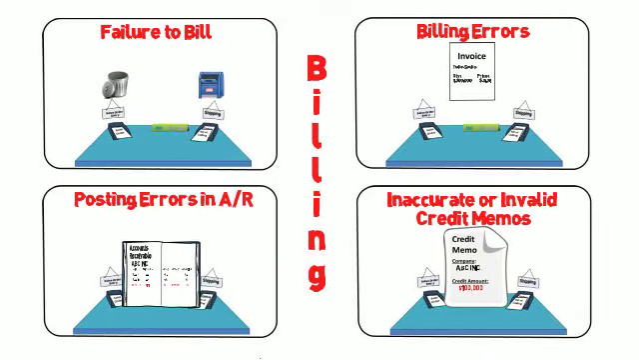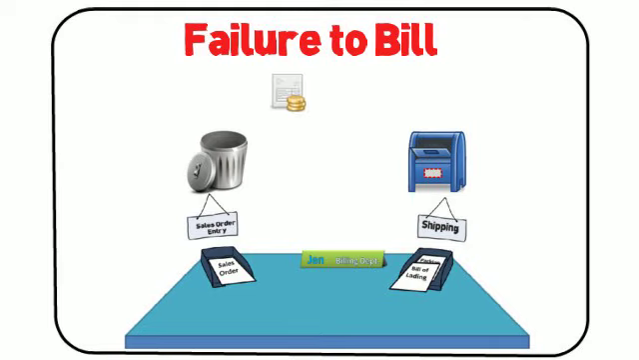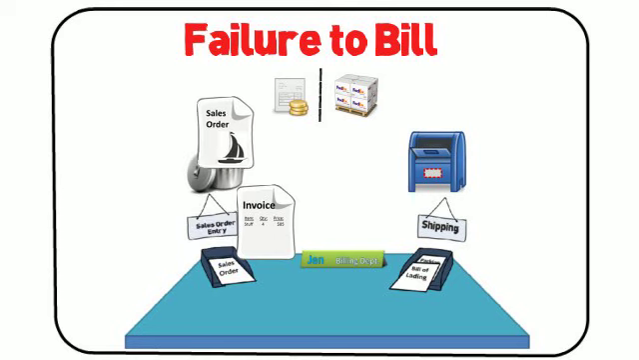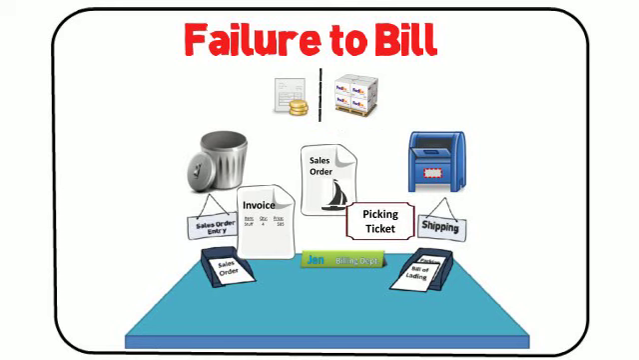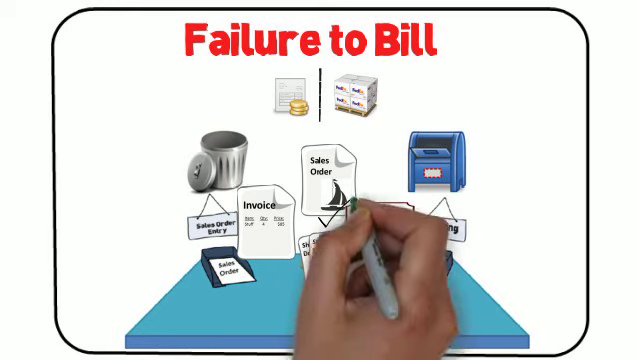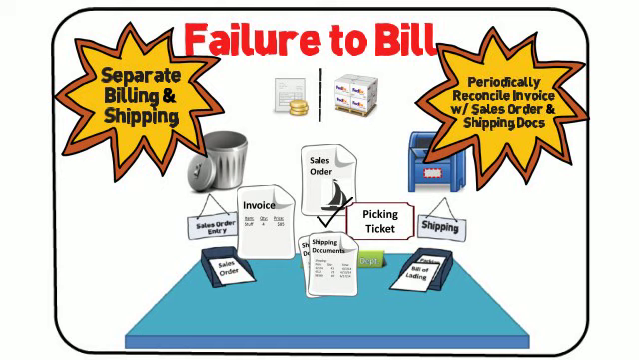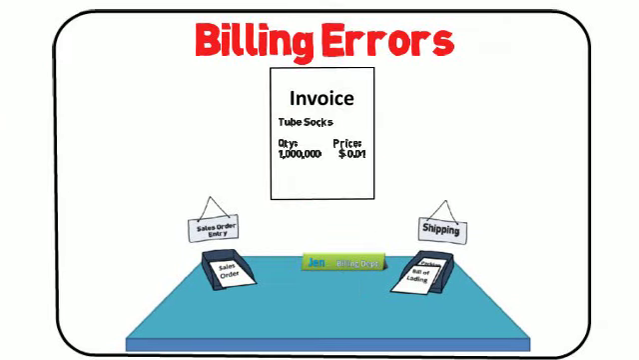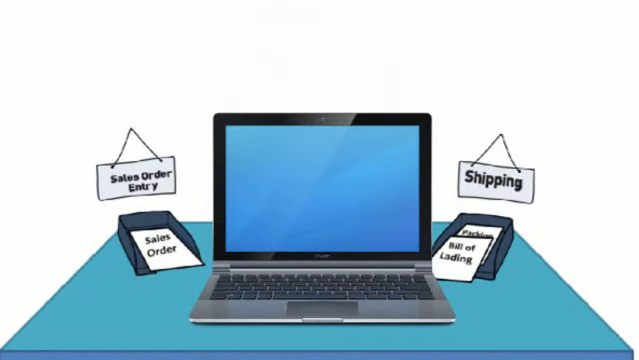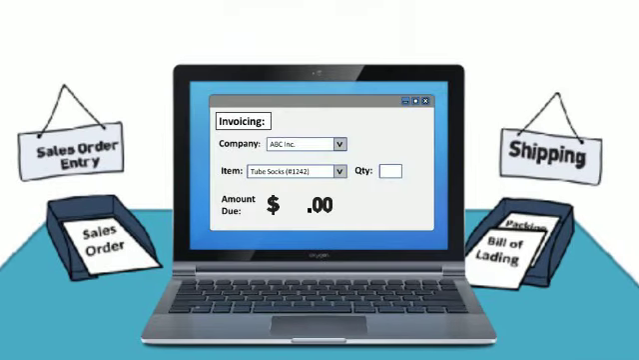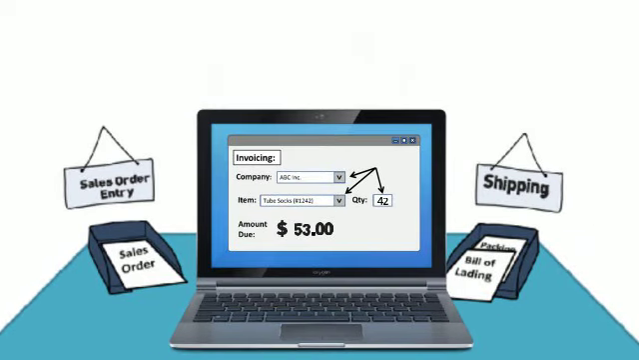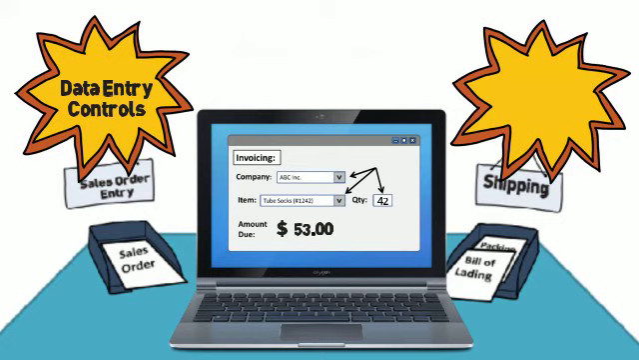To address a failure to bill, we should separate billing and shipping functions. We can also compare our invoice against a corresponding sales order, picking ticket, and shipping documents. So you can separate billing and shipping functions and periodically reconcile invoices with sales orders and shipping documents. To address billing errors, we can use data entry controls. We can also auto-increment the amount due based on pricing data saved in the system. So we can use data entry controls and automatically enter pricing data.